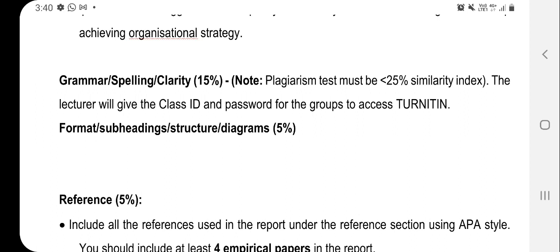You have to check the similarity of your writing using Turnitin. Remember to ask me to provide you with the class ID and password for you to access Turnitin. And then make sure you follow the format, subheadings, structure and diagram. You will get 5% for that.